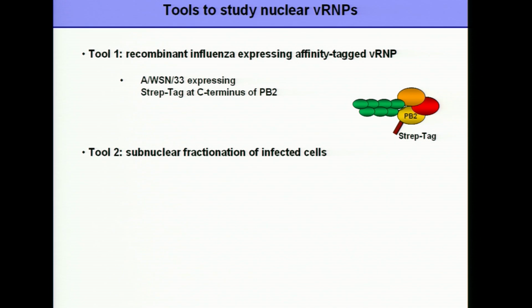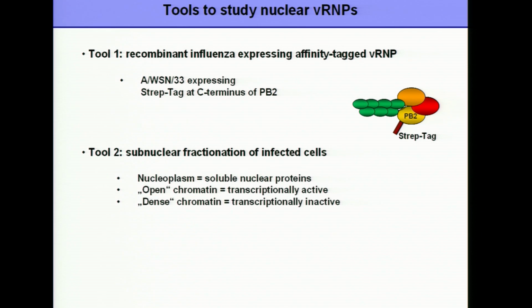Now, this is an adaptation of a fairly standard subnuclear fractionation scheme. And what this leaves us with are three nuclear fractions, one of which contains most of the soluble nuclear proteins, which we call the nucleoplasm. Then we have two chromatin fractions, one of which is enriched for markers of transcriptionally active chromatin, which I'll call here somewhat unscientifically open chromatin due to its open nature. And then the other chromatin fraction is enriched in more transcriptionally inactive chromatin, which we call the dense chromatin fraction.